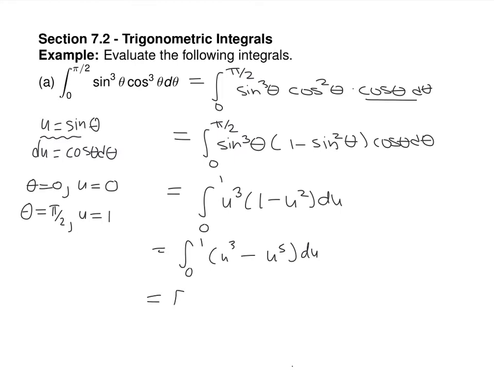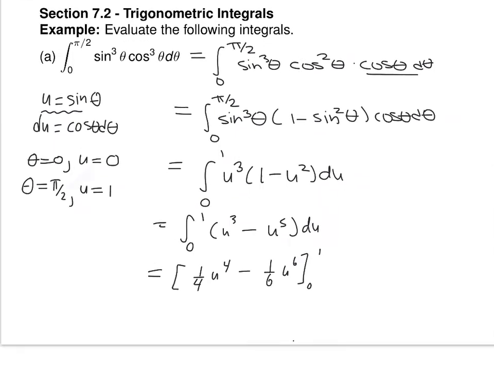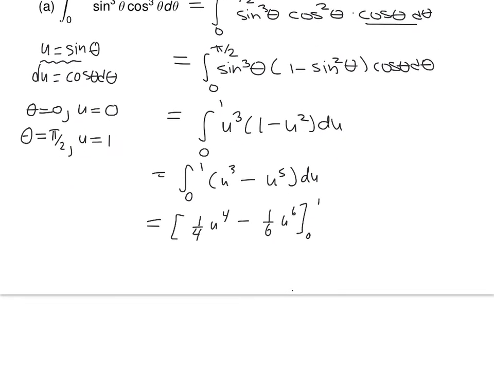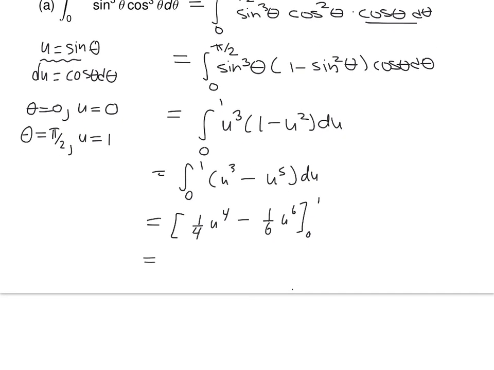So the antiderivative of u to the third is 1/4 u to the fourth minus 1/6 u to the sixth, evaluated from 0 to 1. So that will give us 1/4 minus 1/6. A good common denominator is 12, so that will be what? 3/12 minus 2/12 is 1/12.